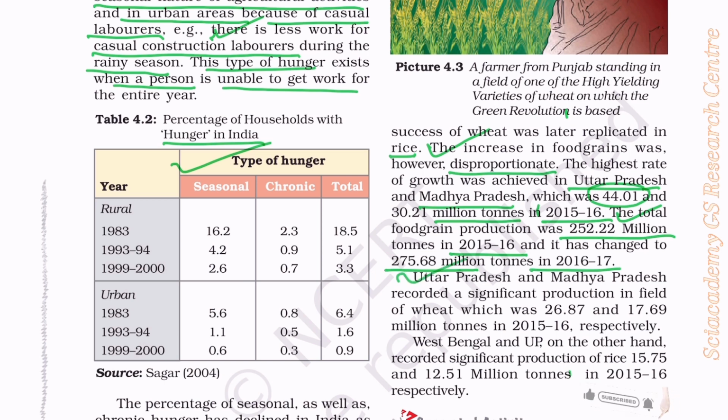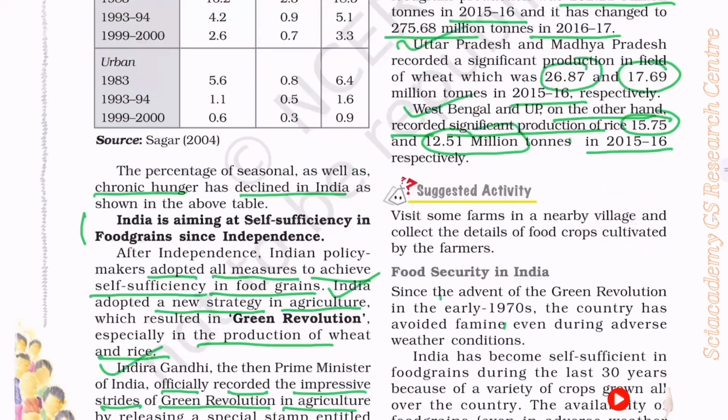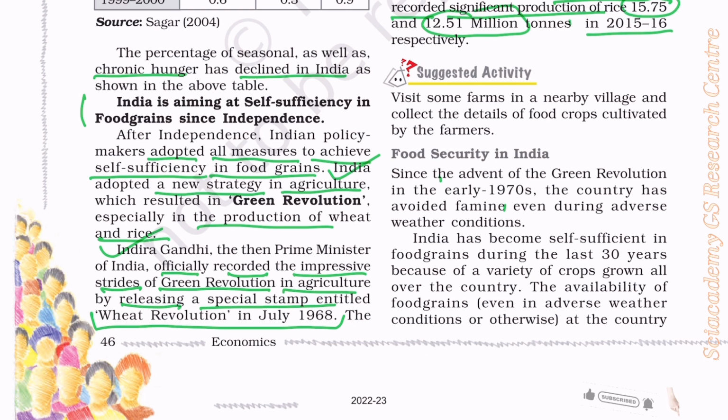Uttar Pradesh and Madhya Pradesh recorded a significant production in the field of wheat, which was 26.87 and 17.69 million tons in 2015-16 respectively. West Bengal and UP on the other hand recorded significant production of rice, 15.75 and 12.51 million tons in 2015-16 respectively. Suggested activity: visit some farms in a nearby village and collect the details of food crops cultivated by the farmers.